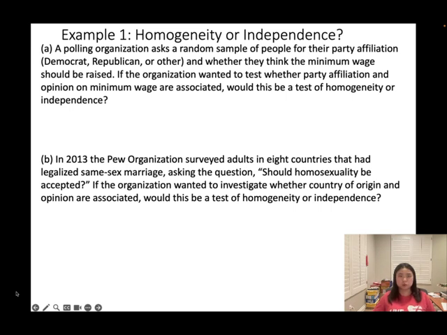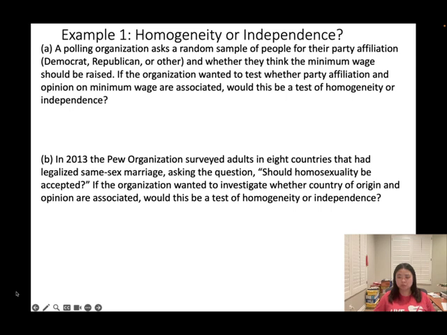Okay, let's try the work. A polling organization asks a random sample of people for their party affiliation, Democrat, Republican, or other, and whether they think the minimum wage should be raised. If the organization wants to test whether party affiliation and opinion on minimum wage are associated, would this be a test of homogeneity or independence?